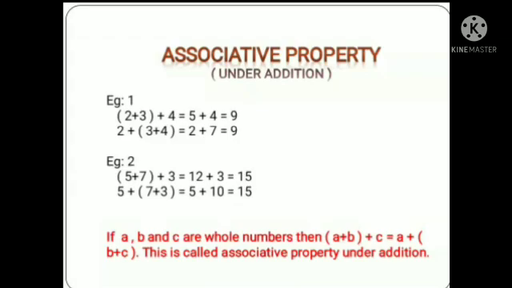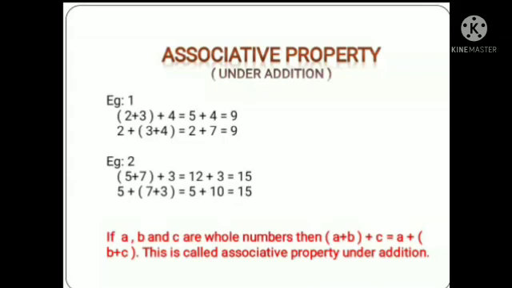So after interchanging the bracket, the answer is the same. 2 + (3 + 4) equals 9 and (2 + 3) + 4 equals 9. Consider the next example, 5 plus 7 plus 3. Here we must add 5 and 7. 5 plus 7 equals 12. 12 plus 3 equals 15.